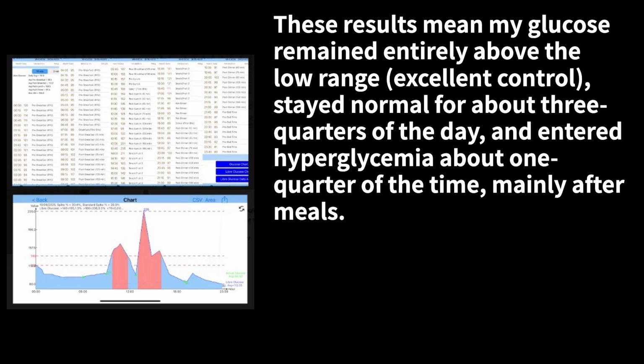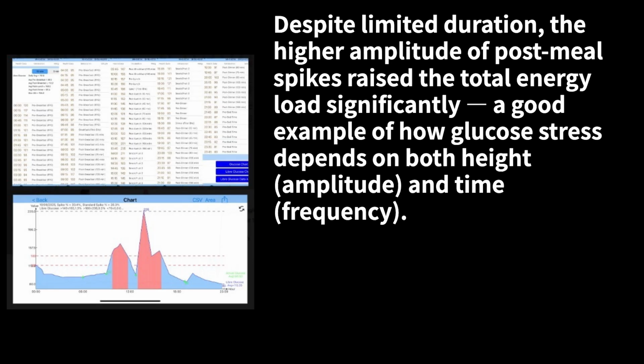Excellent control: stayed normal for about 3/4 of the day, and entered hyperglycemia about 1/4 of the time, mainly after meals. Despite limited duration, the higher amplitude of post-meal spikes raised the total energy load significantly. A good example of how glucose stress depends on both height (amplitude) and time (frequency).